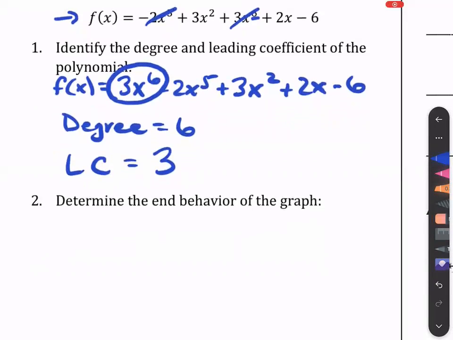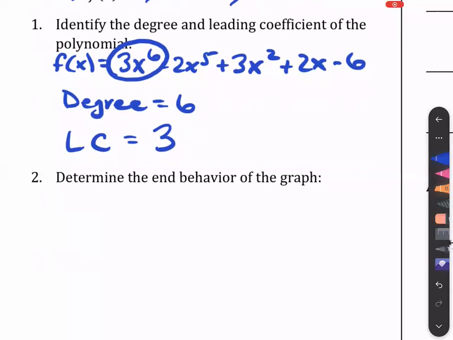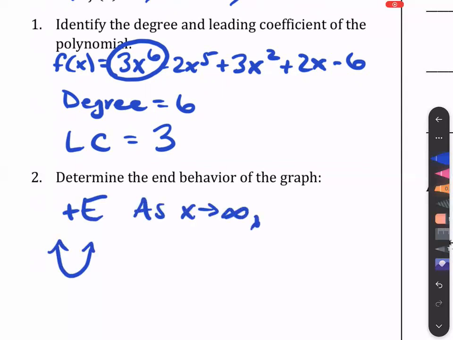Now for the end behavior, we have to figure out if it's even or odd, positive or negative. Remember, the positive or negative part comes from the leading coefficient. Ours is positive. And then the degree tells us even or odd. So this is a positive even function, which means it's going to look something like a parabola opening up. Every time we write our end behavior, it's always as x goes towards infinity, y goes towards something, and we're going to fill that in. And then we also have a second one, as x goes towards negative infinity, y goes towards something.